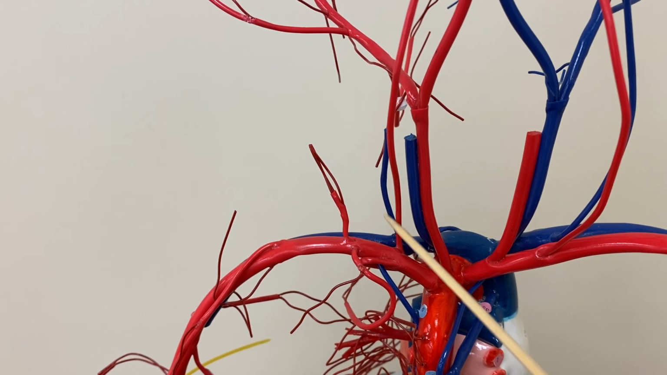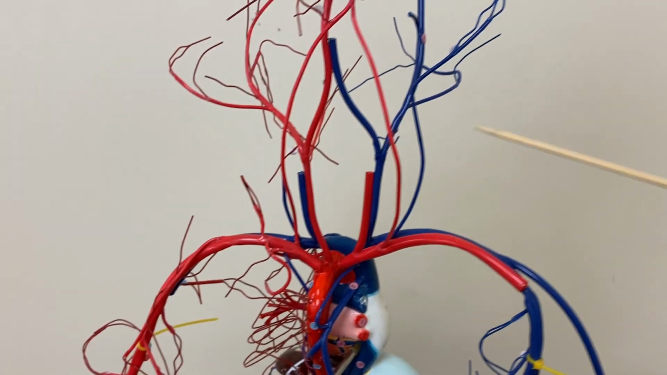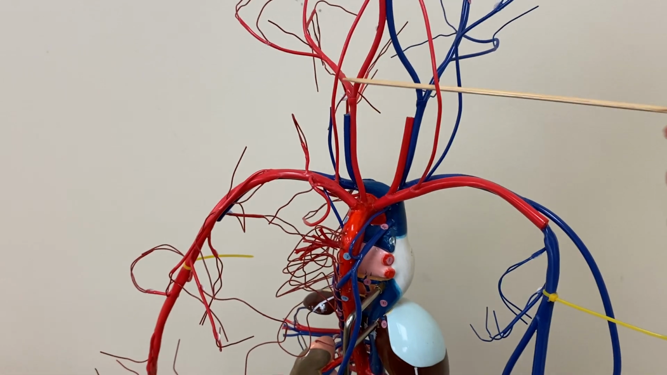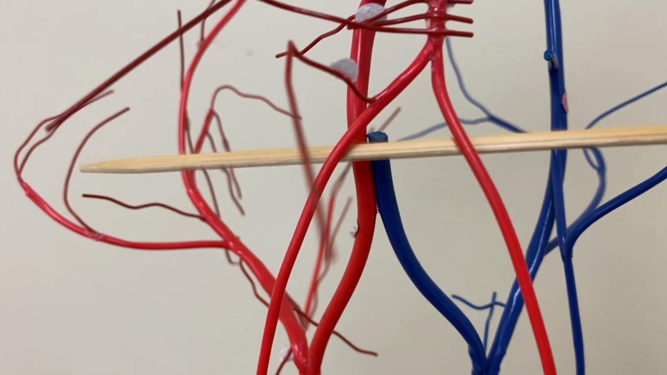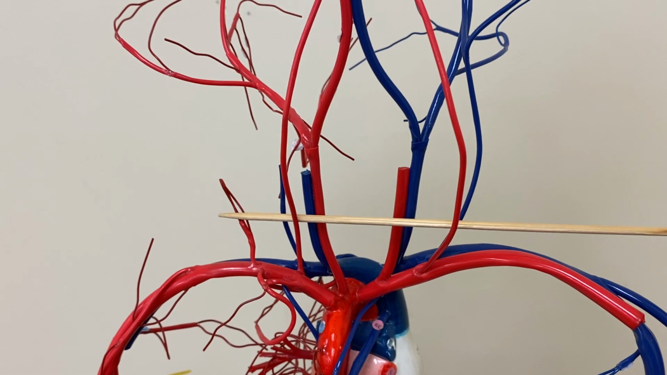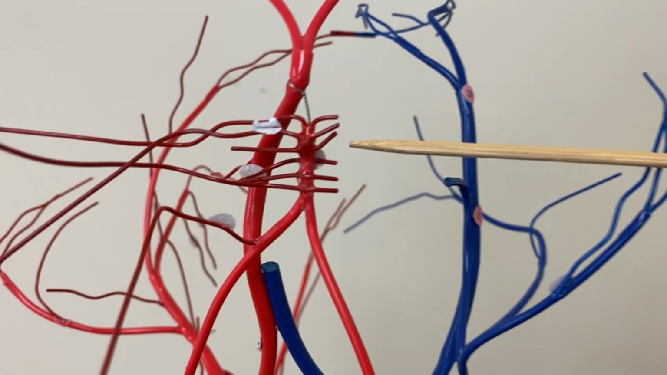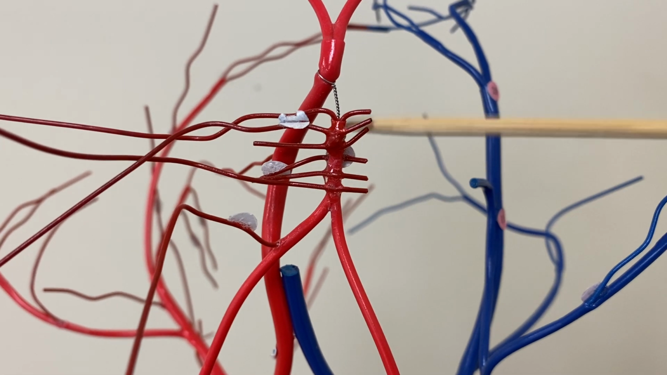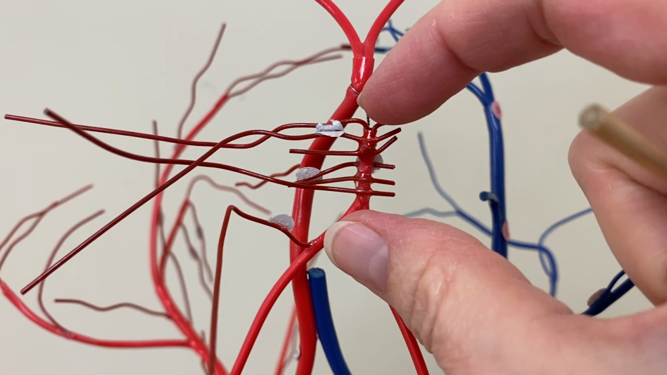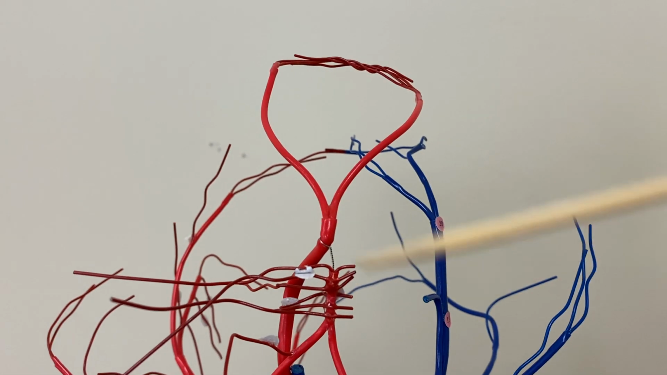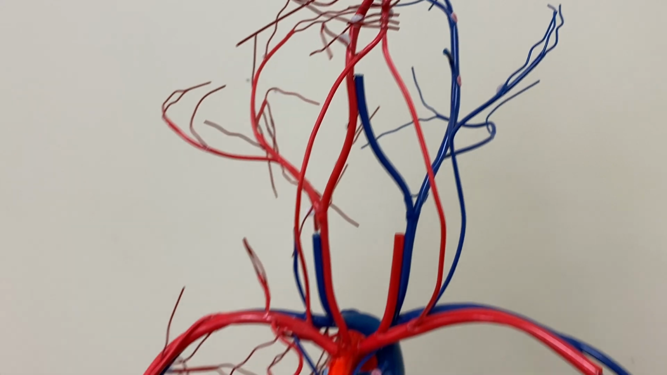And the first branch off of the subclavian is the vertebral. So, back up a little bit. These two arteries on the other side of the stick here, or in front of the stick, are the two vertebral arteries, and they come together to make the basilar artery, which is this part. And the basilar artery also feeds the circle of Willis.